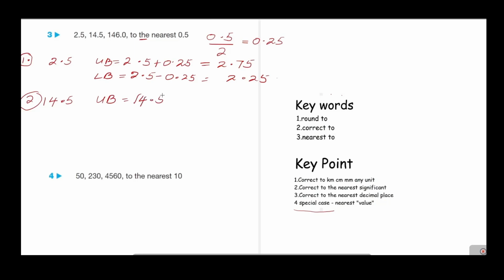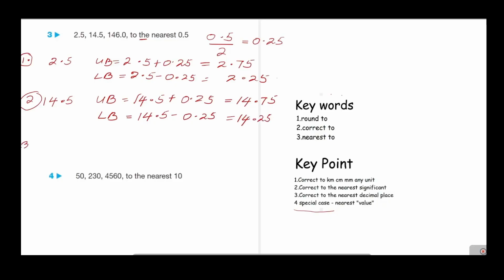We have to add 0.25, the same key point for each and every question here in the third question. Then the upper bound becomes 14.75. Low bound, it is 14.5 minus 0.25. Then it is 14.25.